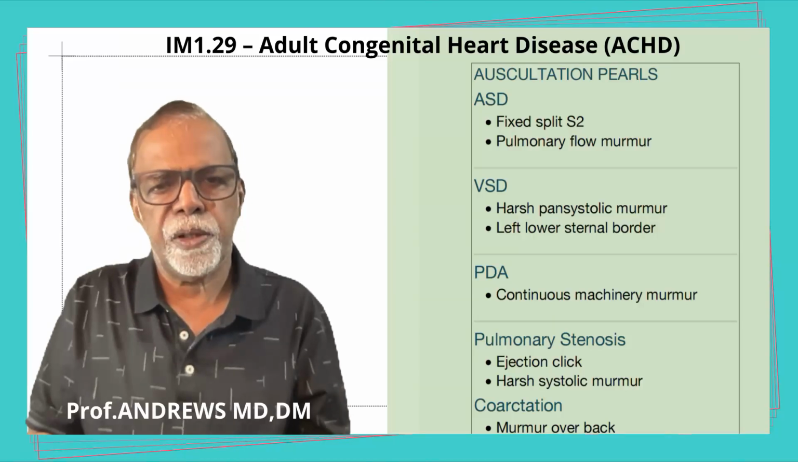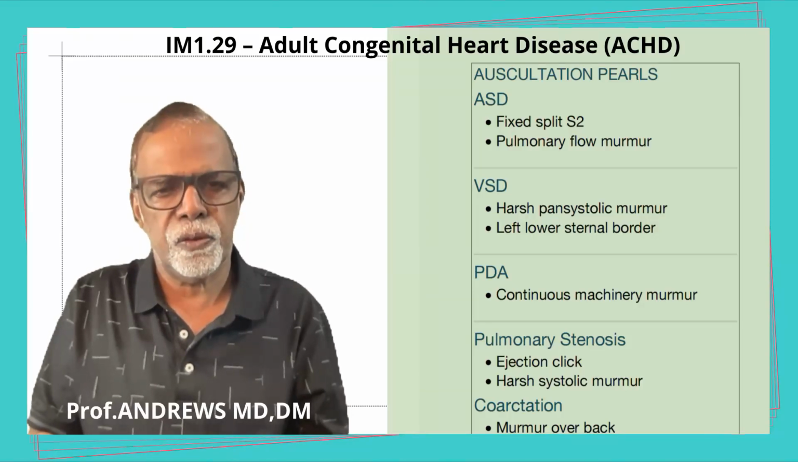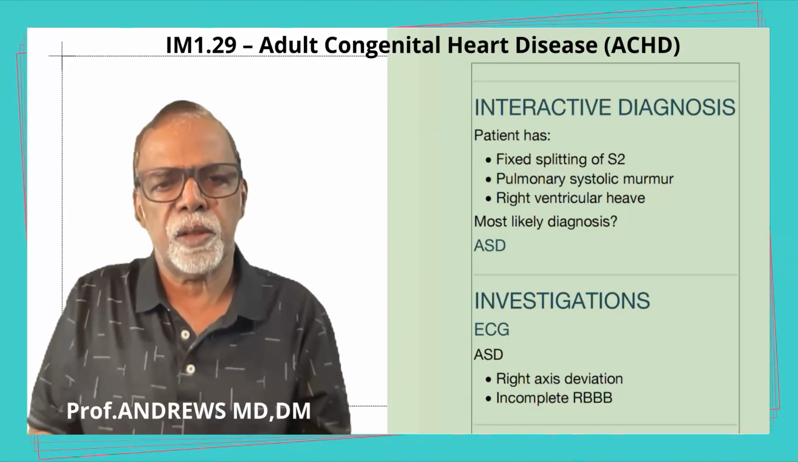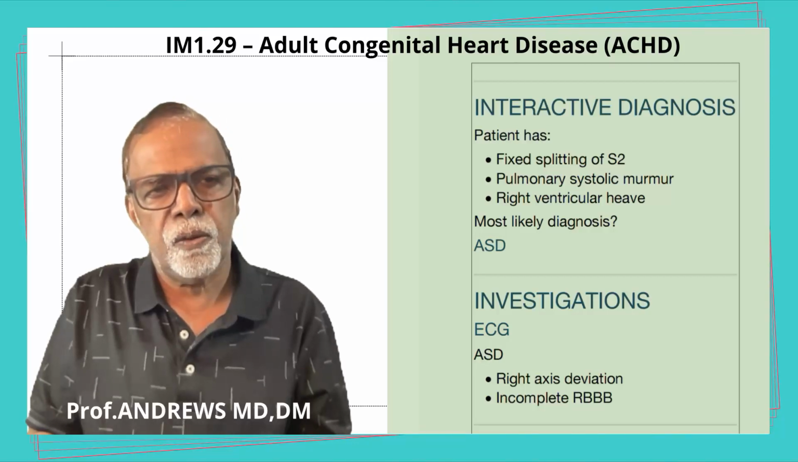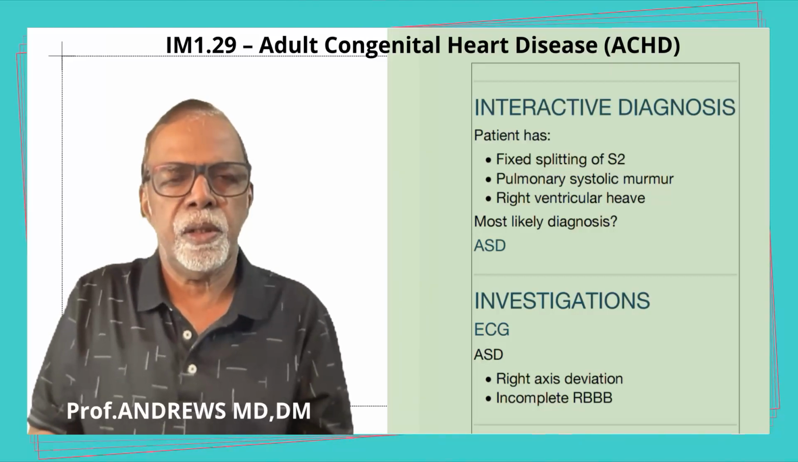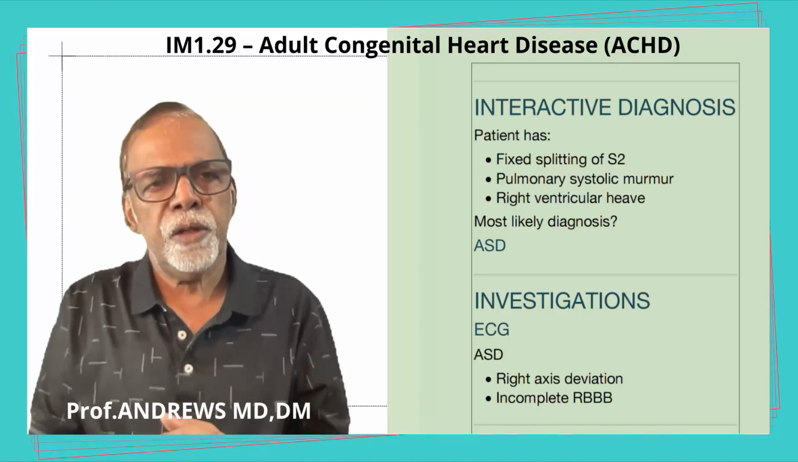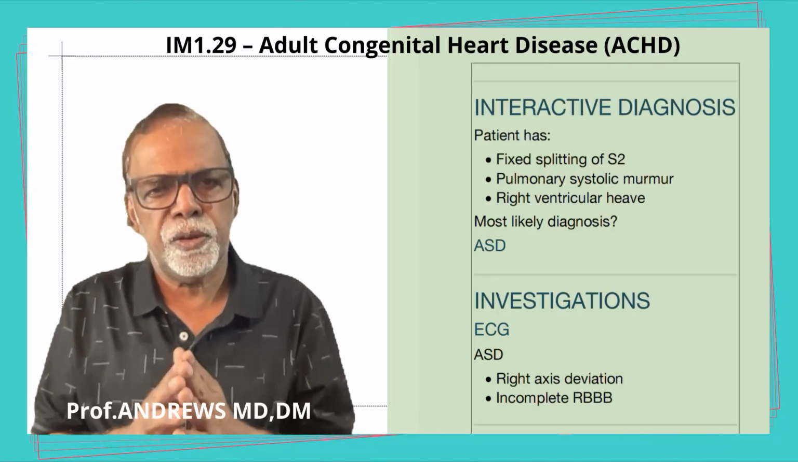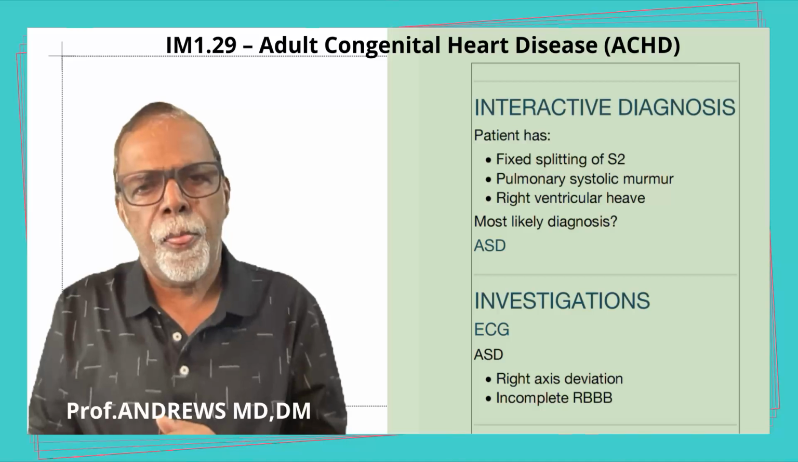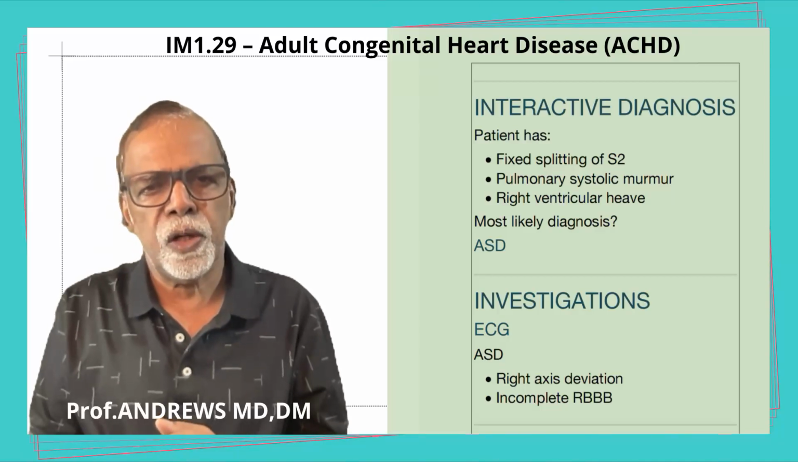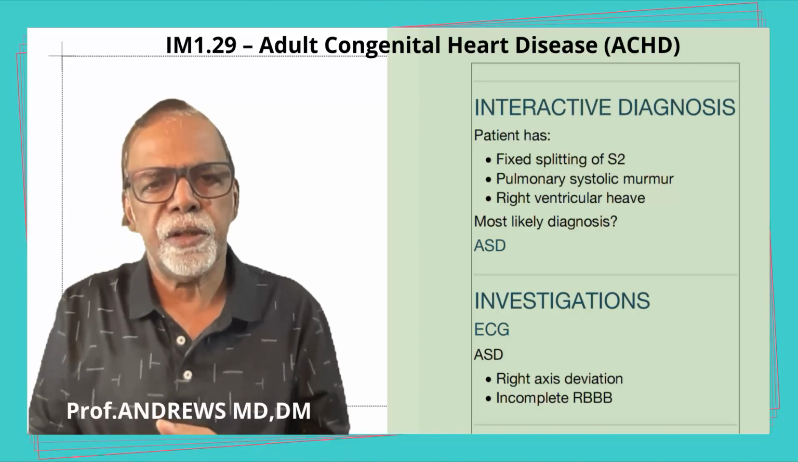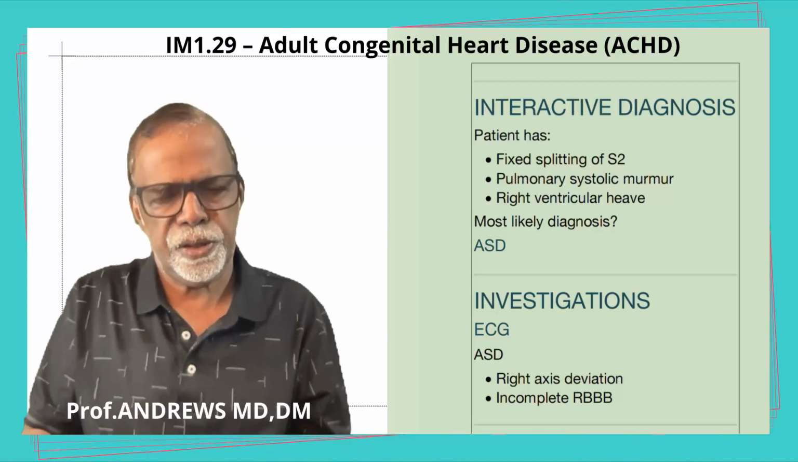Before development of pulmonary hypertension. In pulmonary stenosis, look for ejection click, systolic murmur. Coarctation: auscultate the back for murmur. Look for radiofemoral delay. So in our patient on examination, if there was fixed splitting, a pulmonary ejection systolic murmur and right ventricular heave, the most likely diagnosis is ASD.